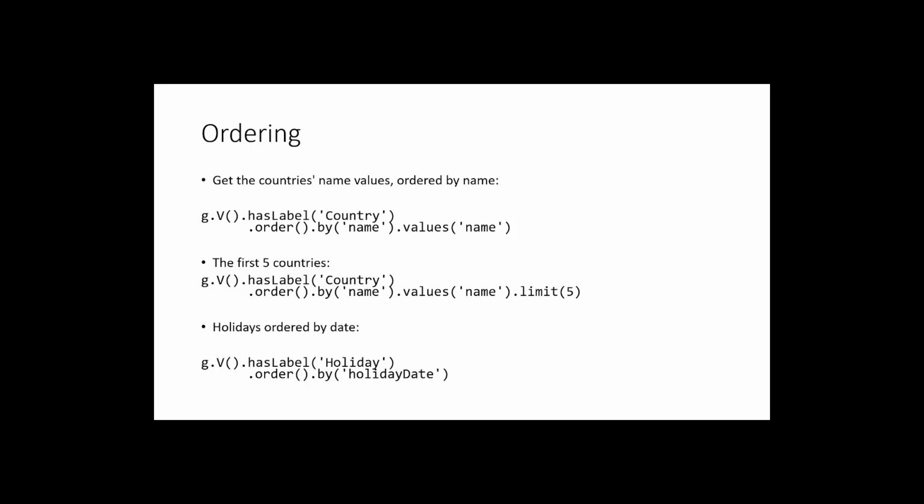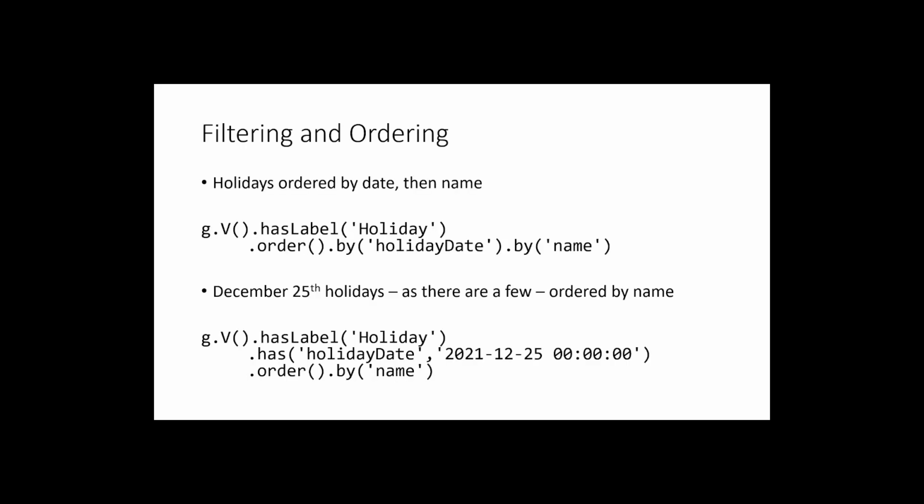With ordering, you can also do filtering and limiting. So say you only want the first 5 records, you could do .limit and the number of records you want to limit to. If you want to order by date, you can order by date as well. So filtering and ordering, we did holidays, order by date, then name. This is g.V().hasLabel('holiday').order().by('holidayDate').by('name'). So notice there's 2 bys: order it by the first property and then by the second property.